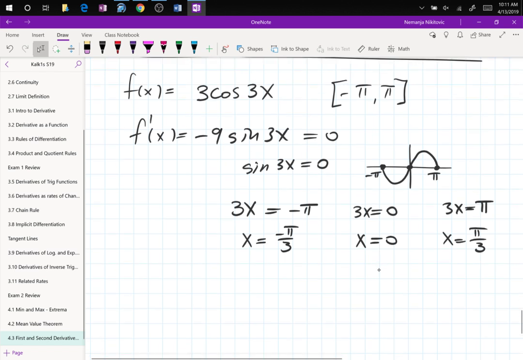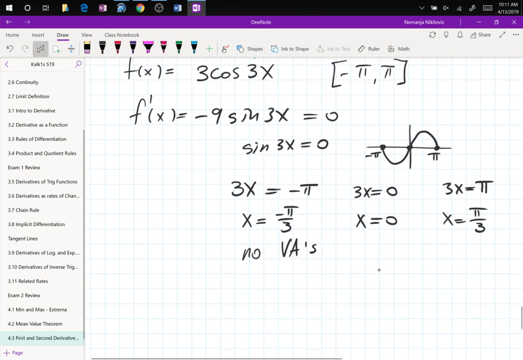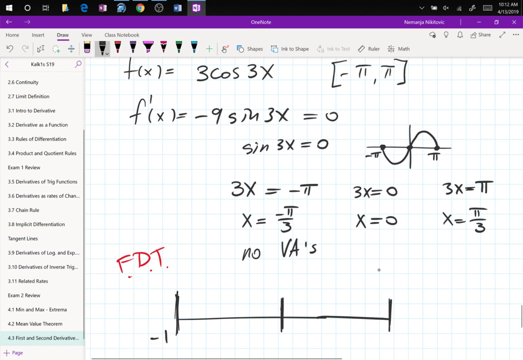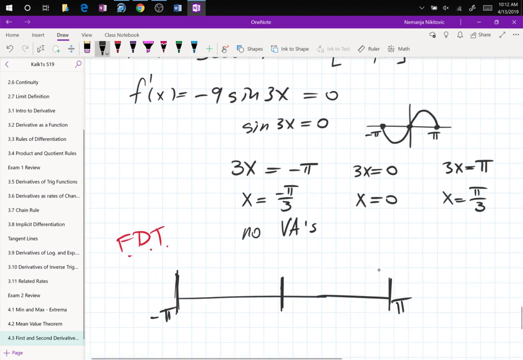Then we don't have any vertical asymptotes, so no VAs because it's a cosine. And now we do the first derivative test. We partition. Remember, we have the endpoints, because those endpoints are your pi's. So negative pi and pi are endpoints because that's what's chopping our domain off. And now we have the 0 in the middle, and then we have negative pi over 3 and positive pi over 3.